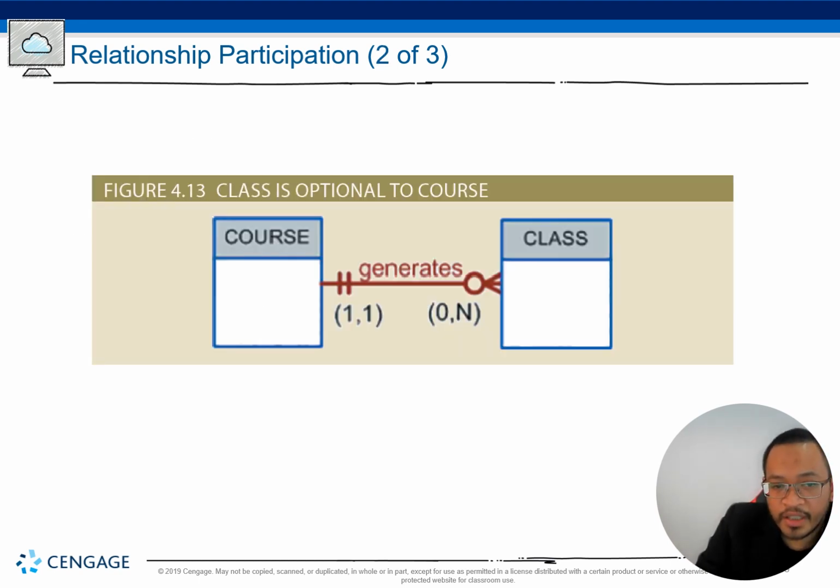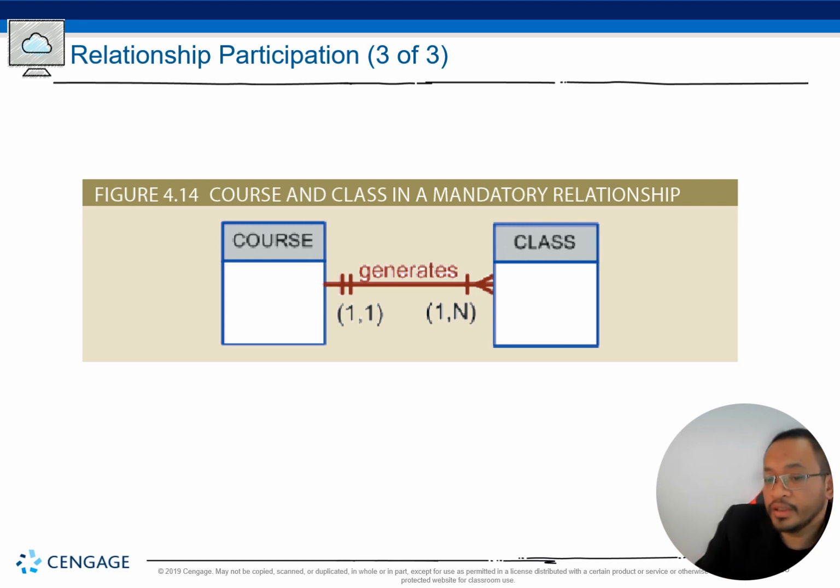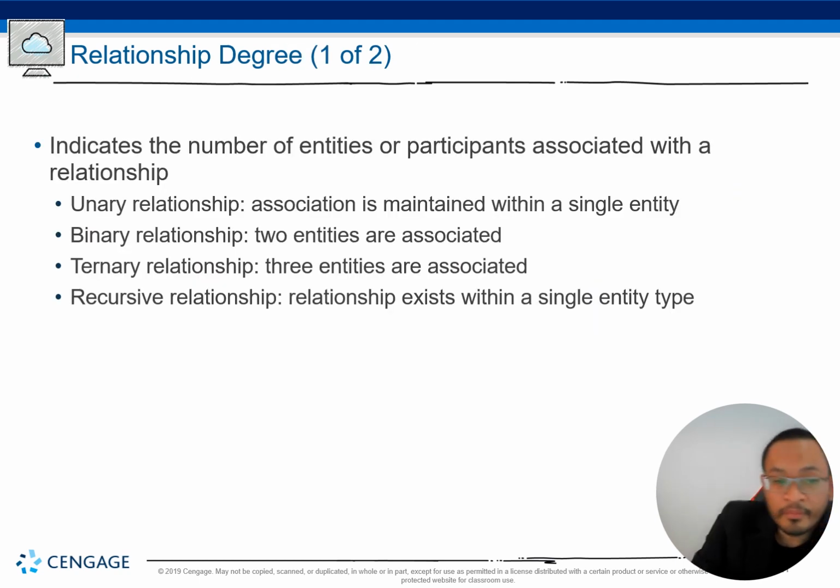For example, course generates class. So class is optional to course. Maybe you can take that class or you don't want to take that class for this semester, you want another class, another course, so that will be optional. Mandatory means that you need to get that one. For example, if you are in semester 1, you have to take all the subjects that have been given to you. However, when you go to semester 2, if you have any subject that you failed to pass, you can take the subject as an optional.